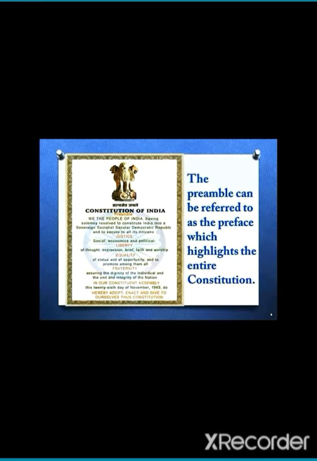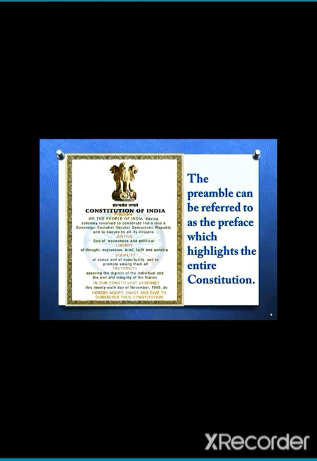Every country has a set of rules according to which the government governs the country. The set of rules is called Constitution. Our country also has the Constitution. Dr. B.R. Ambedkar was the architect of the Constitution of India.